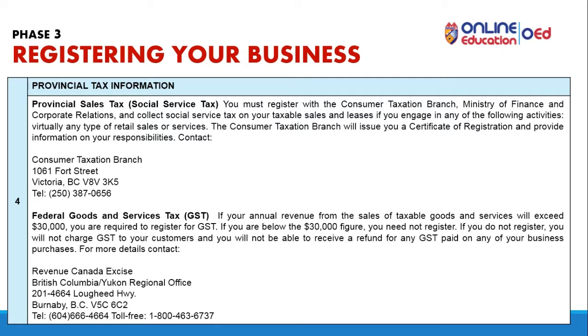Alright, so you have two tax types: the provincial tax, which is the provincial sales tax, and the federal goods and services tax, that are currently existing in Canada. If you're going to establish a business in the future, you must have an idea of which tax you will be subject to.